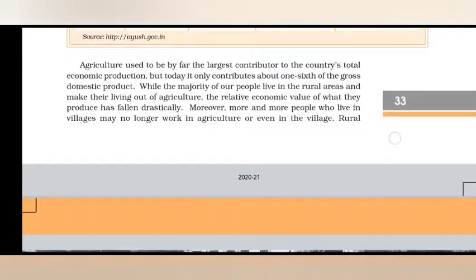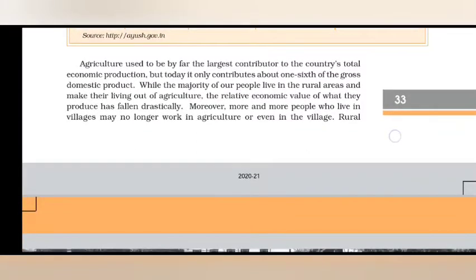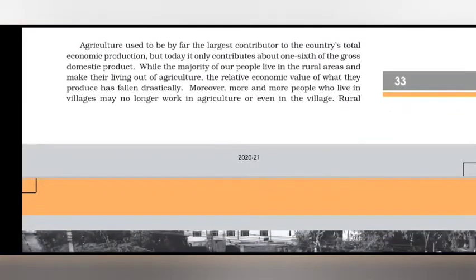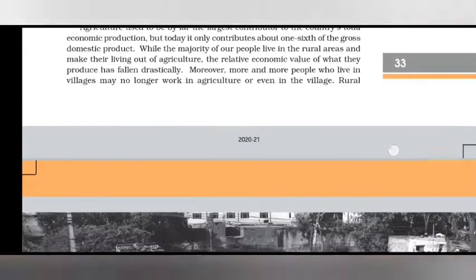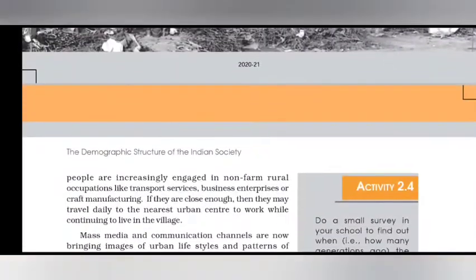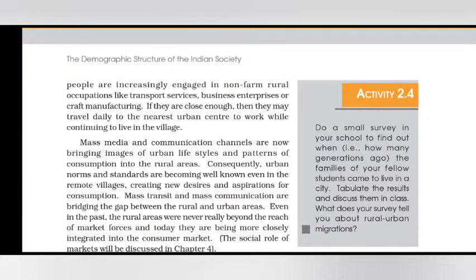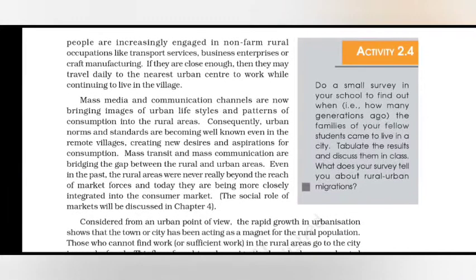While the majority of people live in rural areas and make their living out of agriculture, the relative economic value of what they produce has fallen drastically. Moreover, more and more people who live in villages may no longer work in agriculture or even in the village. Rural people are increasingly engaged in non-farm rural occupations like transport services, business enterprises, or craft manufacturing. If they are close enough, they may travel daily to the nearest urban center to work while continuing to live in the village.